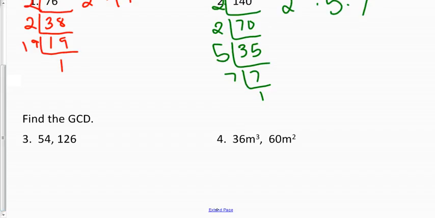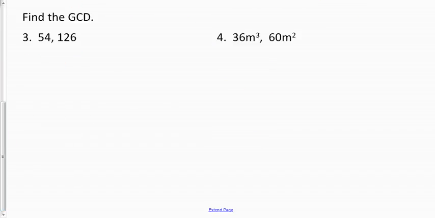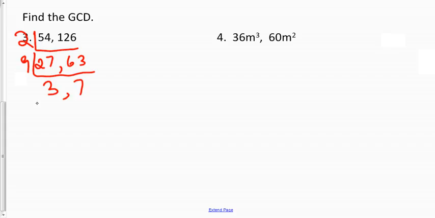Finally, I want to find the greatest common divisor of these numbers here. So I'm going to take 54 and 126, and I'm going to divide them by 2. I'll get 27 and 63. I know that 9 goes into 27 and 63. 9 goes into 27 3 times, and into 63 7 times. The only common factor of 3 and 7 is 1. So my greatest common divisor is the product of 2 and 9. So I multiply 2 times 9 together. My GCD is going to be 18.